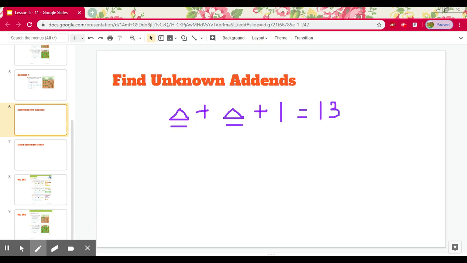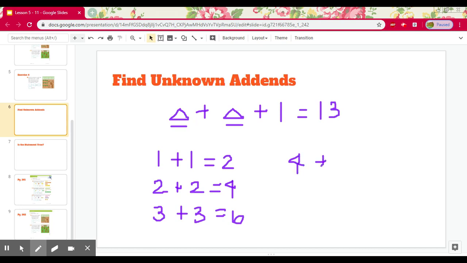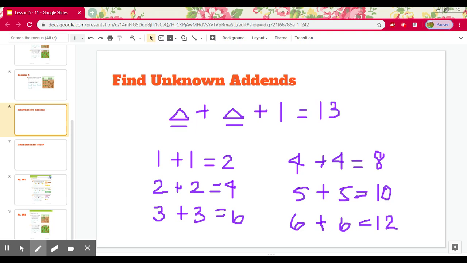Let's think of our doubles to help us solve. We know that 1 plus 1 equals 2. 2 plus 2 equals 4. 3 plus 3 equals 6. 4 plus 4 equals 8. 5 plus 5 equals 10. And 6 plus 6 equals 12. What number combinations, what doubles would fit into the place of the two triangles to equal 13 once it's added to the 1?